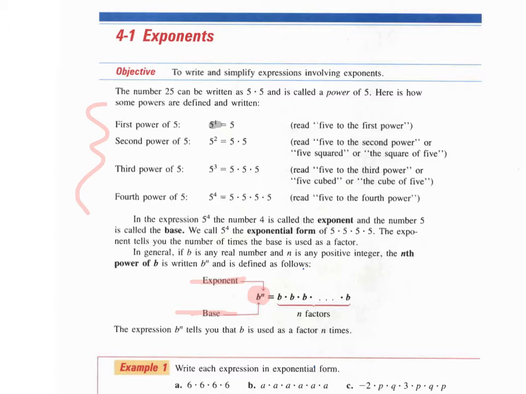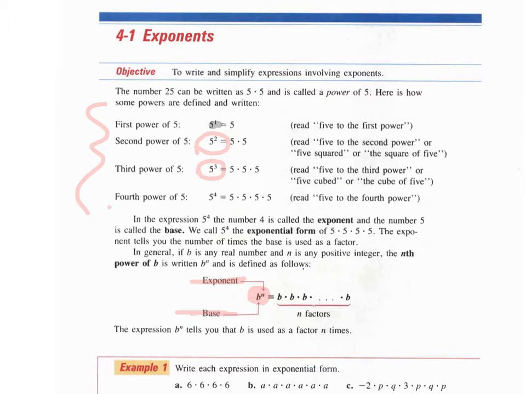When it's the second power of 5, it's read as 5 to the second power. Now, whenever you see to the second power, you might also see the word squared. So it could be read as 5 squared or the square of 5. When you see a power of 3, this could be read as 5 to the third power, 5 cubed, or the cube of 5. So remember the words squared and cubed. You'll see those quite often, many times in word problems.